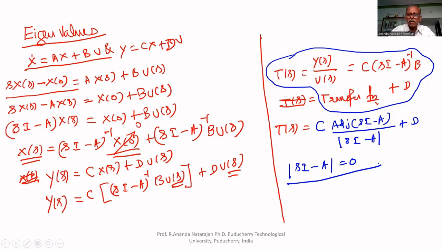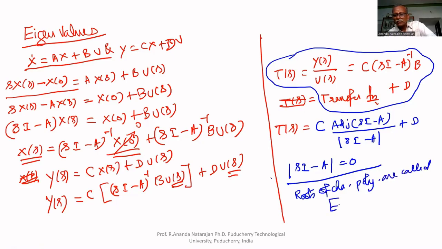The determinant of sI minus A, the roots of the characteristic polynomial are called eigenvalues. Let them be... Suppose if it is an nth order system, how many eigenvalues will you get? Lambda 1, lambda 2, lambda 3, etc., lambda n.